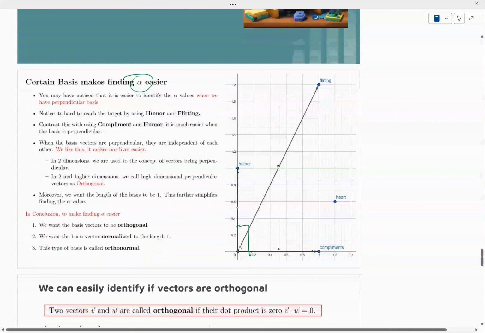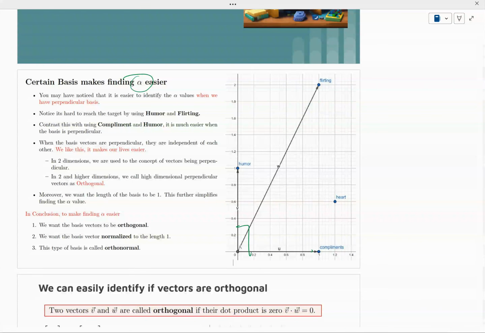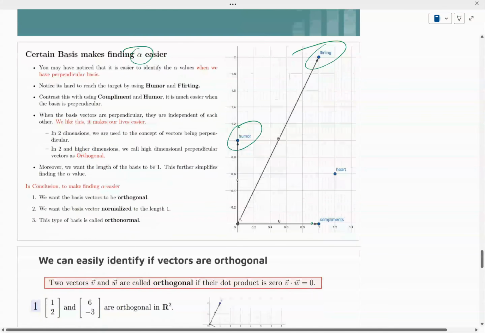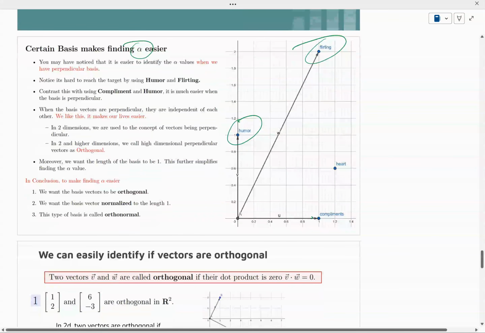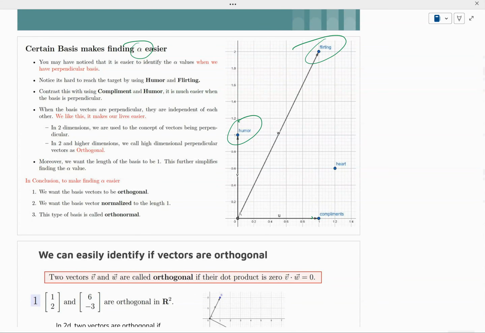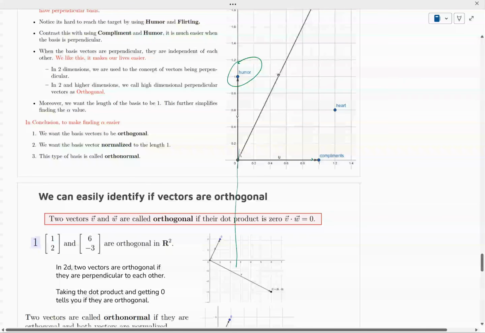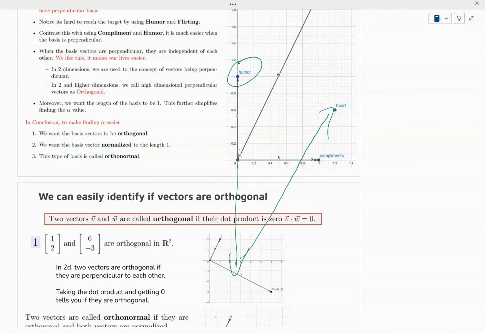However, imagine when we're using humor and flirting instead. What combination of the two of them can reach the heart, right? It's not as easy as complement and humor. Complement and humor is really easy. Instead, if you want to use humor and flirting, you need to go a little negative and then go up again. So this is an example of why, when the bases are perpendicular to each other, it's just a lot easier to find the alpha value.